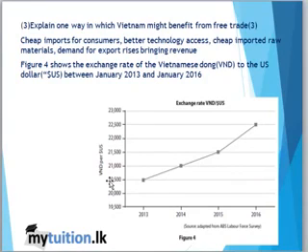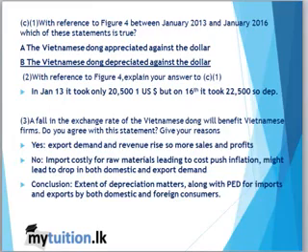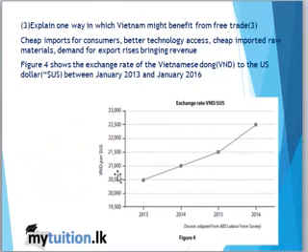What does this mean? This means that the Vietnamese dong has depreciated against the US dollar. I hope I didn't confuse you. I'll repeat it again. What has happened is in 2013, to buy the US dollar, Vietnamese had to spend this much amount of their currency. But when they wanted to buy US dollars in 2016, they had to spend much more of their currency to buy the same amount of US dollars. Okay?